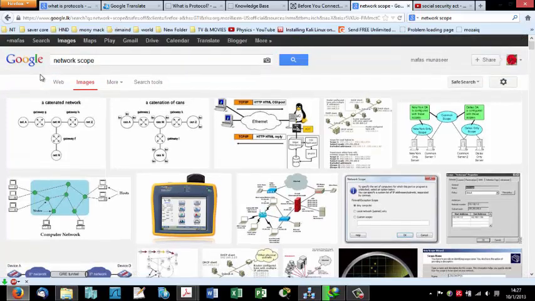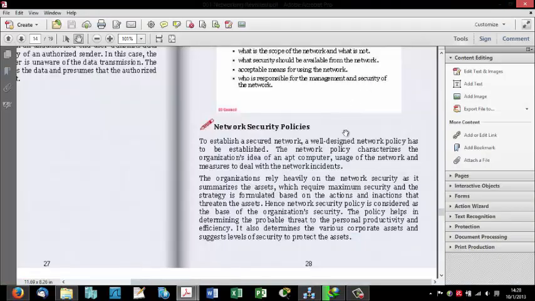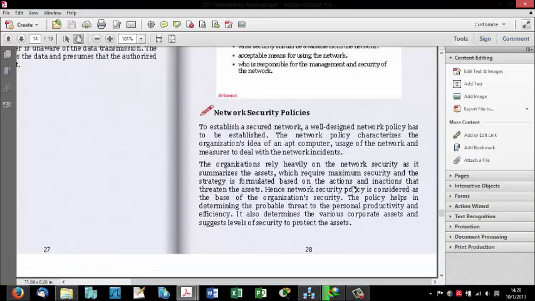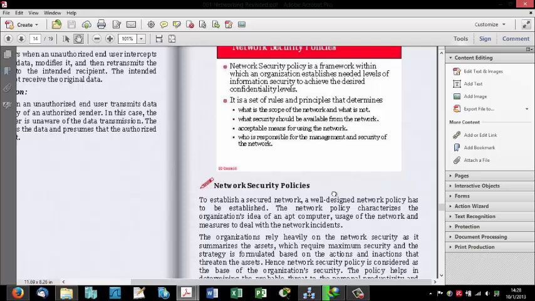So what is the scope of the network and what is not? What security should be available from the network? Acceptable means for using the network. Who uses it? Who does not use it? Who do I give access to, and who do I deny access? Who wants to get access to another, camera access to another, those kinds of things. The other one: who is responsible for the management and security of the network?